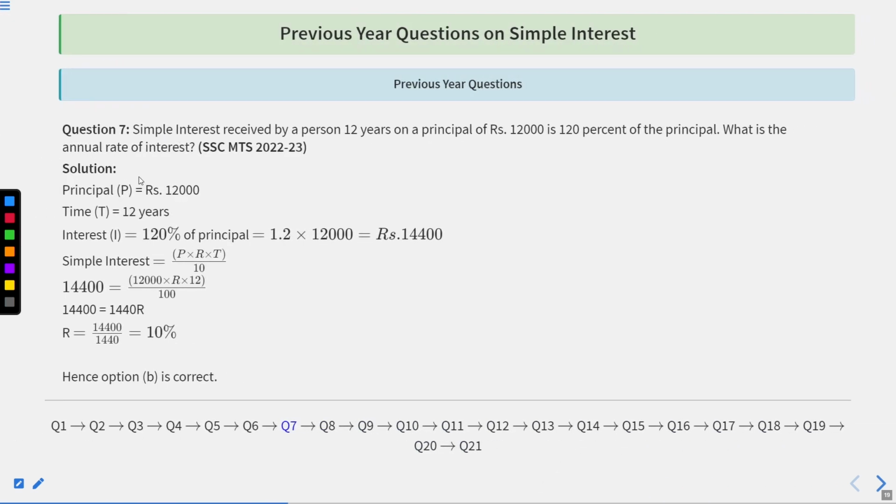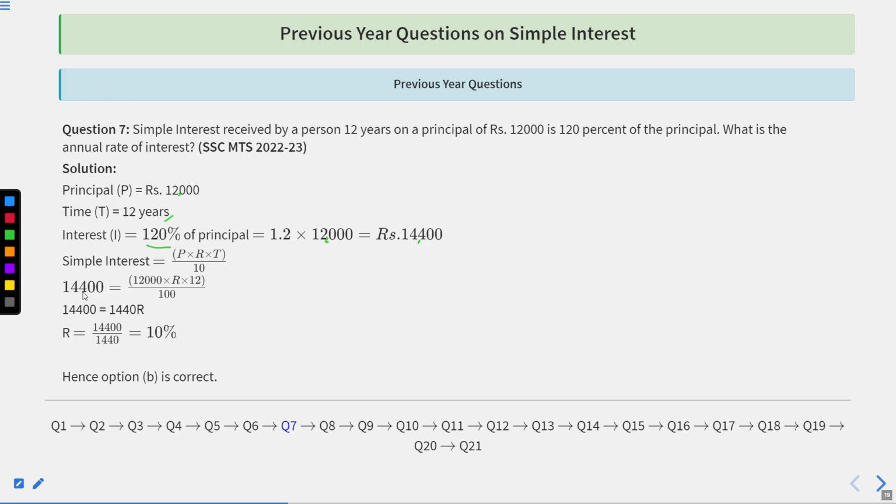So the solution: the principal is equal to 12,000 rupees and the time is 12 years. So the interest is equal to 120% of principal. That means 1.2 into 12,000, that is 14,400 rupees. So the simple interest will be equal to principal into rate into time upon 100.